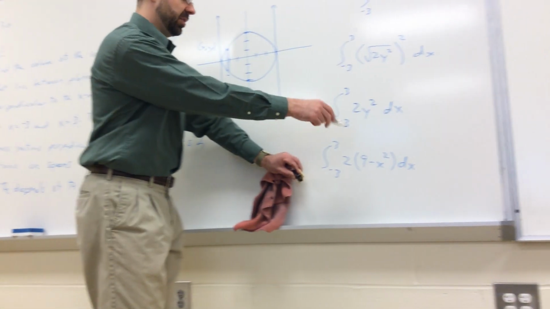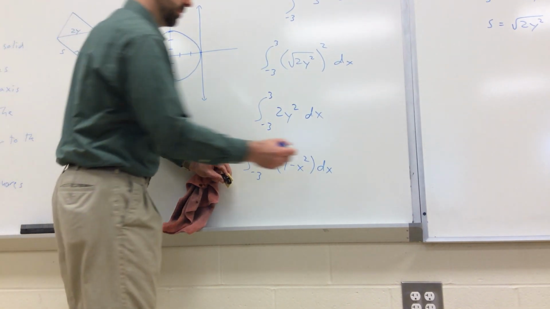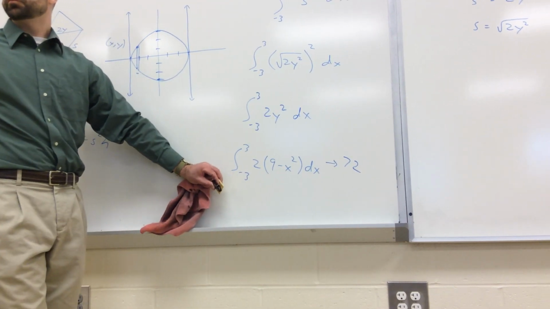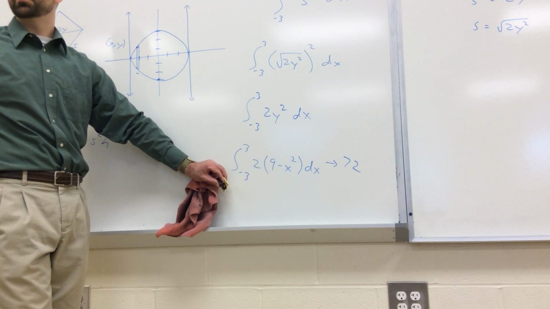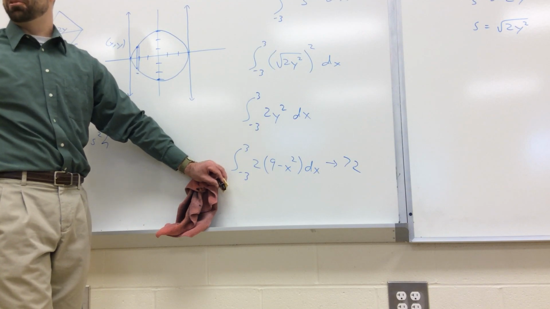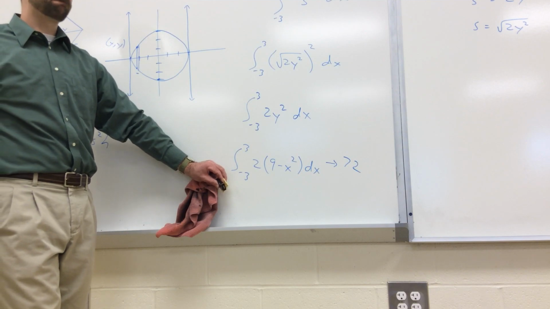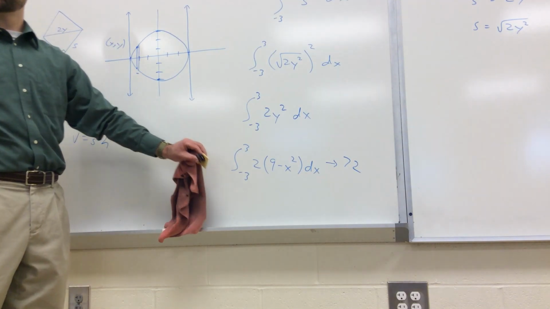So then you would distribute the 2 and take the antiderivative, et cetera, et cetera. It comes out to 72. We're getting pretty good at that at this point. Don't forget to take the antiderivative, though. Sometimes you forget to take the antiderivative. Don't do that. Okay.